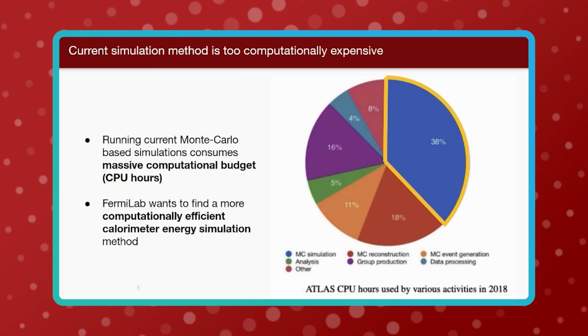The biggest limitation of the current methodology, Monte Carlo or MC-based simulations, is that it uses up the vast majority of computational resources. The plot on the right shows a time clock of CPU hours used to conduct ATLAS, an example of a calorimeter simulation project. As you can see, 38% of the CPU hours are used for the actual Monte Carlo simulations, which is shown in blue and outlined in yellow. This then becomes the primary target for optimization as you want to increase the efficiency and speed of generating and running these simulations. This is what our work revolves around.